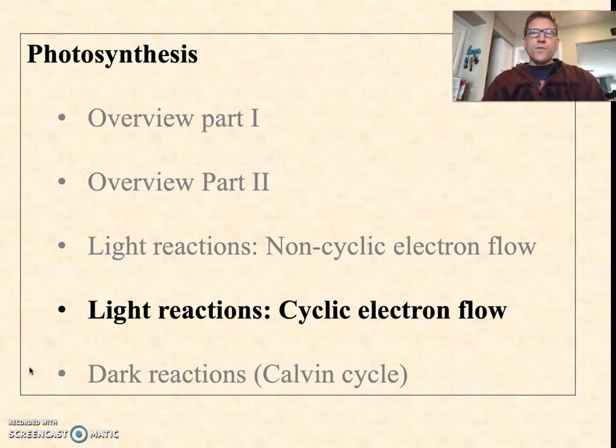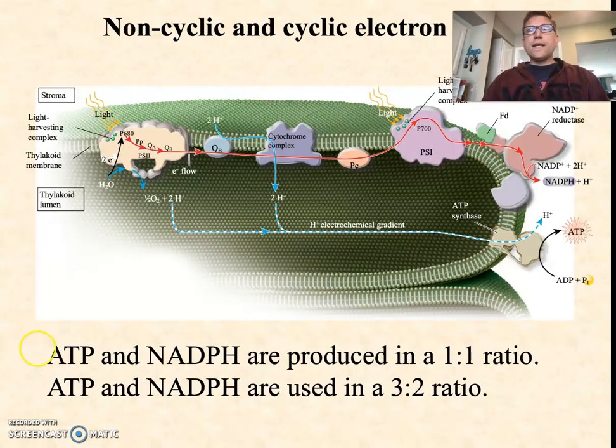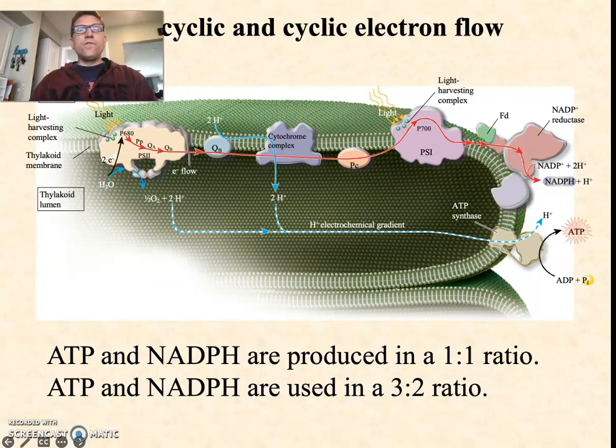What we're going to do now is see why photosynthesis also requires some cyclic electron flow, and I'll show you exactly what that cyclic electron flow looks like. Okay, so non-cyclic and cyclic electron flow. Let me get this little picture out of the way here because there's no good place for it.